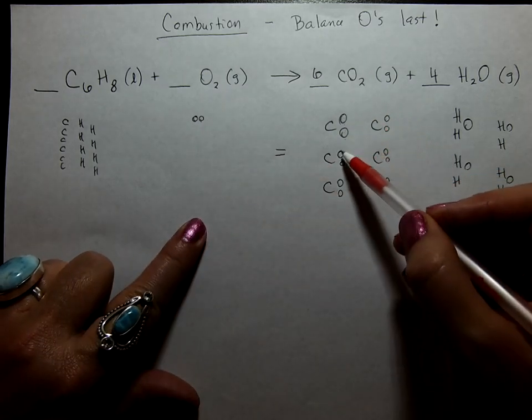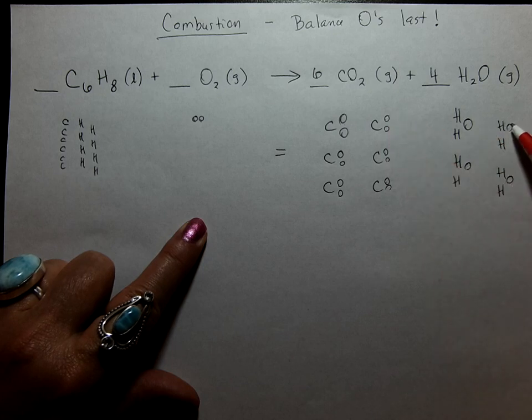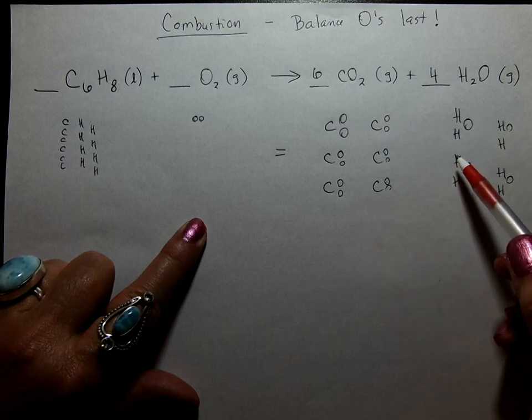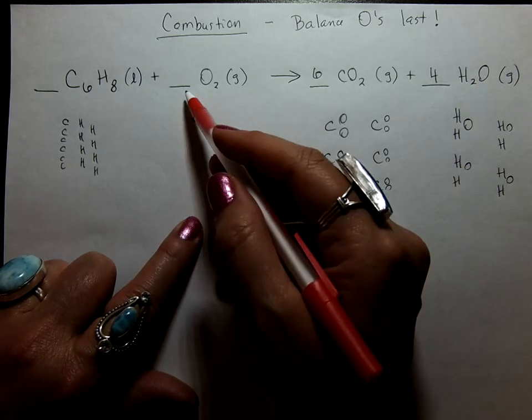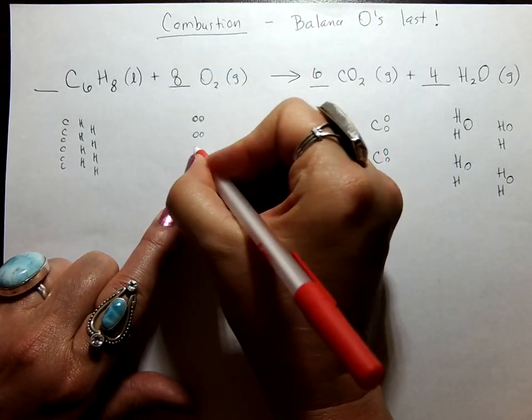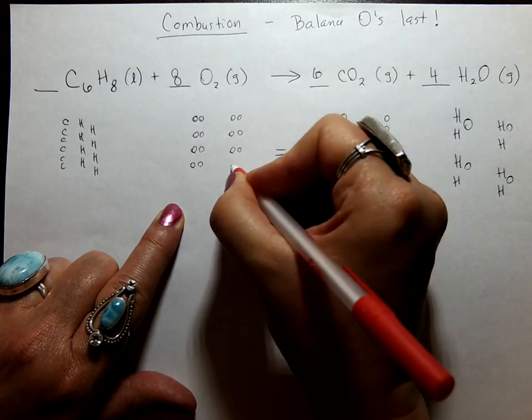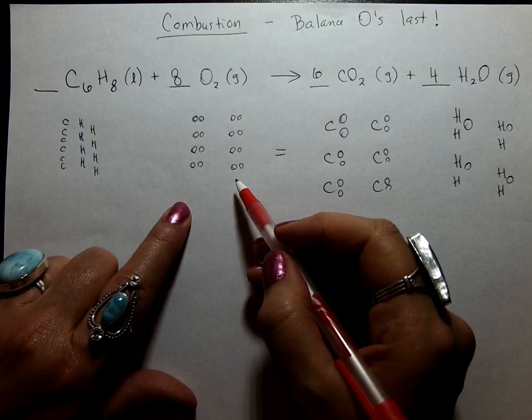I have 1, 2, 3, 4, 5, 6, 7, 8, 9, 10, 11, 12, 13, 14, 15, 16 oxygens. 16. So what's going to go in front? An 8. Yes, so 2 O2s, 3 O2s, 4 O2s, 5, 6, 7, 8 O2s.